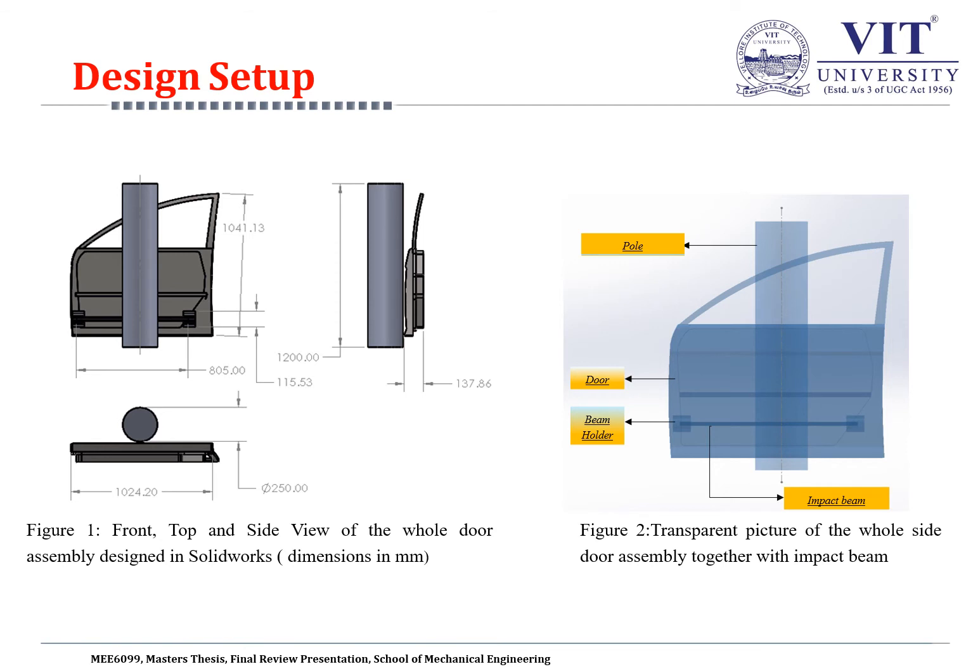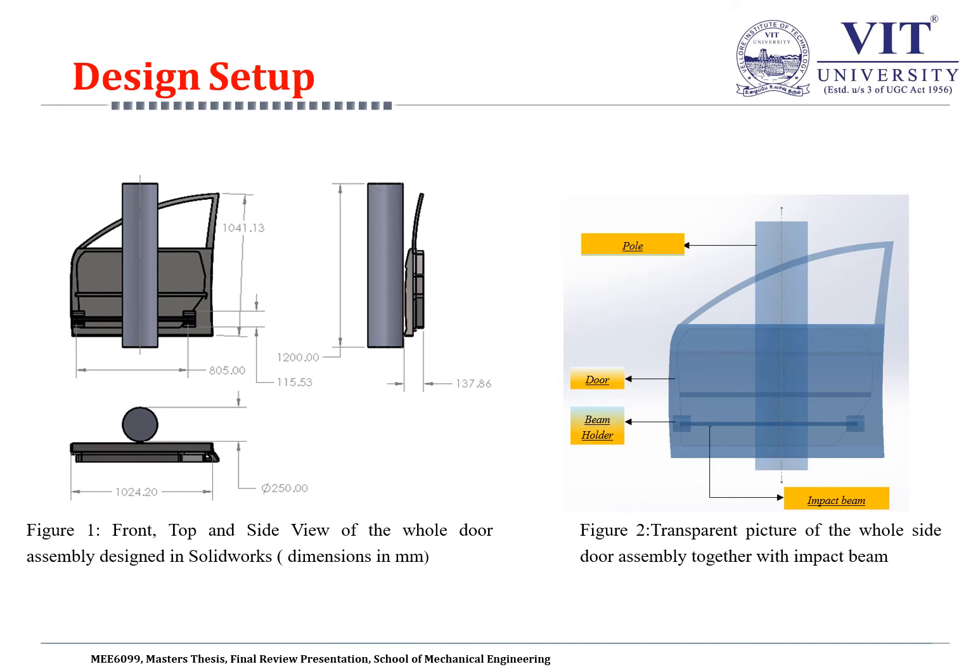So this is the design setup that I have adopted, designed with the help of SolidWorks 2021 Students Edition software. You can see on the left side the front view, the top view, and the side view of the whole door assembly along with the pole impact. The sheet that is present on the door is removed so that the interior components can be seen.